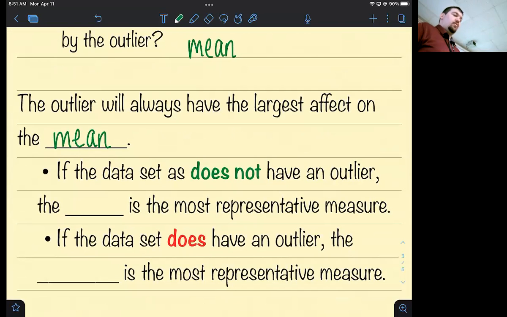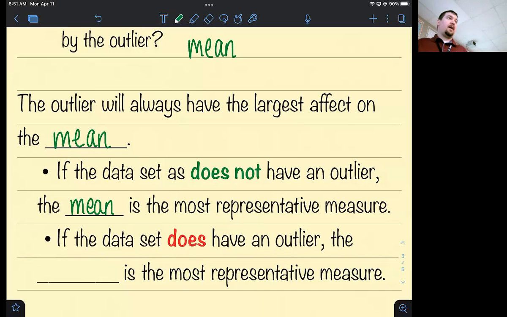So how do I know what my best representative measure is? I know the mode is only used if I'm calculating a vote or something, whichever one was voted on the most. So it's either going to be the mean or the median. How do I know which one to use? It comes down to whether there's an outlier or not. If the data set does not have an outlier, your mean is the best one to use because it'll be in the center. Usually we want to use the average.